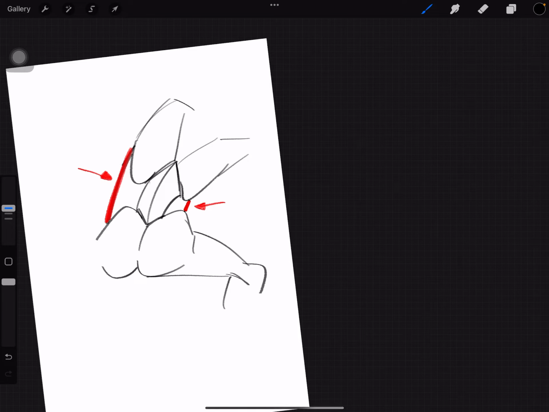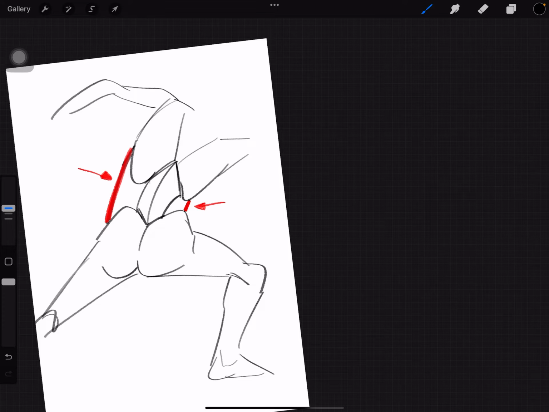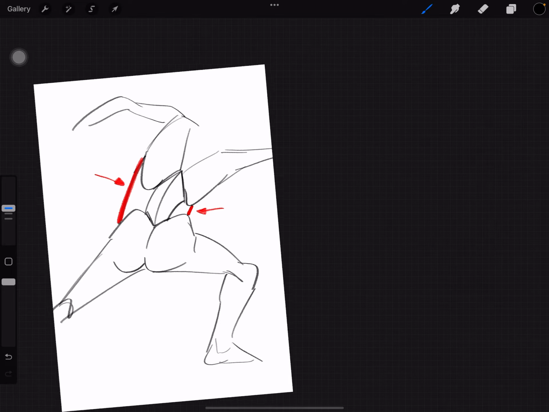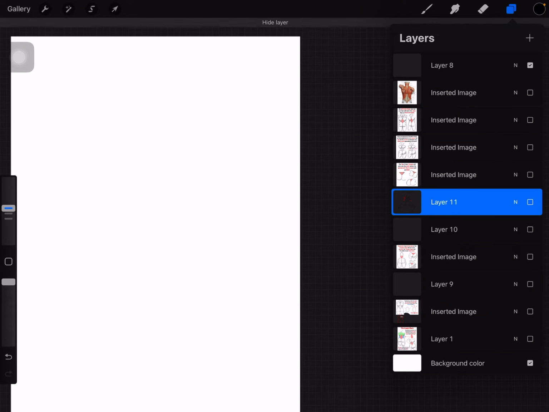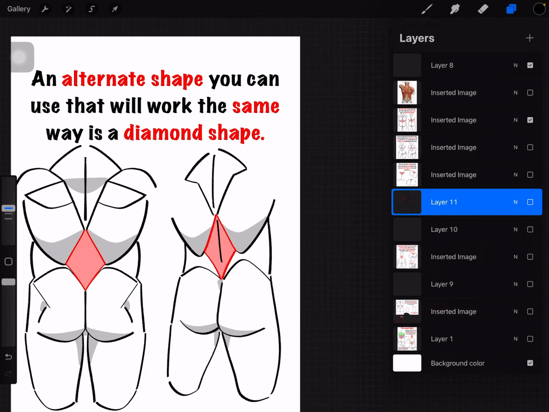Right, I don't even know what this figure's doing. Maybe they're like fencing or something. Or whatever, you get the idea, right? And so yeah, okay, so the diamond shape, it works the same.